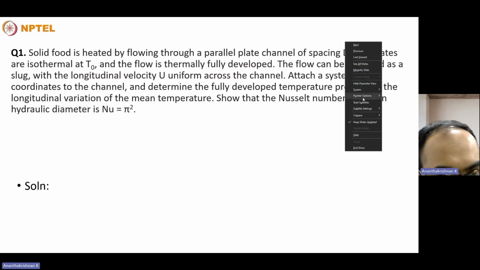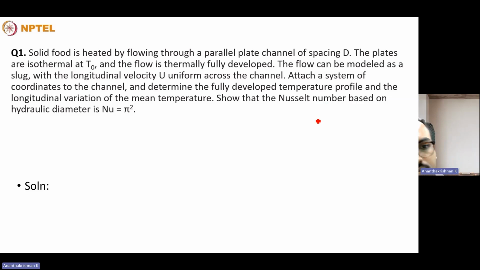So we'll try to solve this problem. This is a case of a slug flow. This is an application of the slug flow where the fluid flow is considered to be a uniform velocity flow, but it's fully thermally developed. This is similar to the problems that we have seen in the previous week. Here we have to determine the fully developed temperature profile and the longitudinal variation of the bulk mean temperature, then show that the Nusselt number based on the hydraulic diameter is pi squared. So in this case, we first of all draw this diagram.